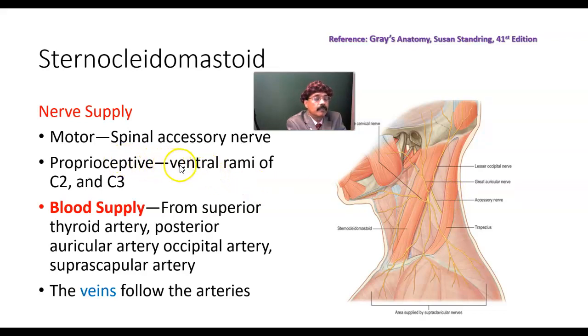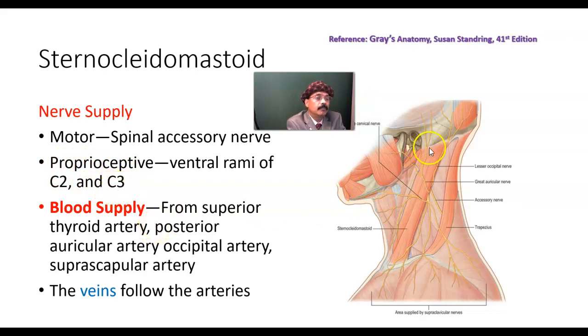The sternocleidomastoid muscle also gets the proprioceptive, the position and movement sense, that is the sensory function, by the ventral rami of C2 and C3 and sometimes from C4 also. Recent research has shown that some of the fibers may have some motor function, although it is established that this is totally sensory, it is proprioceptive.